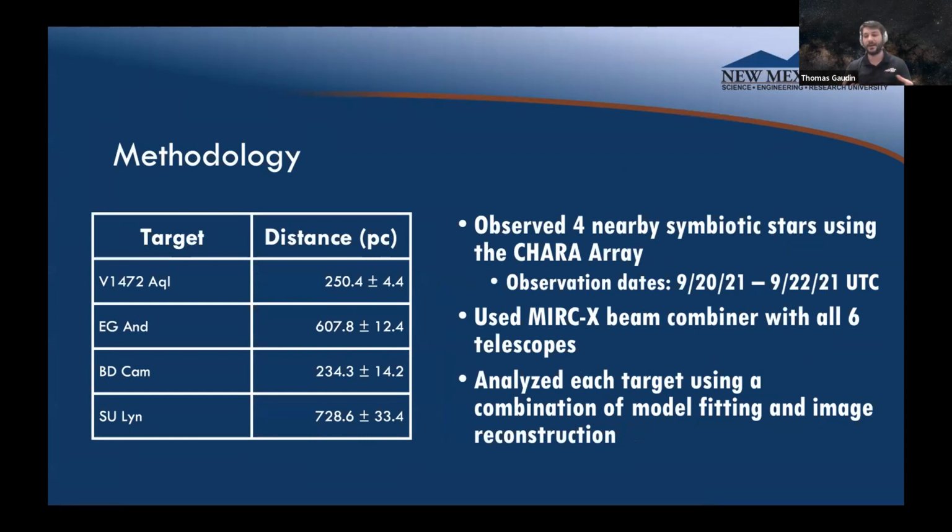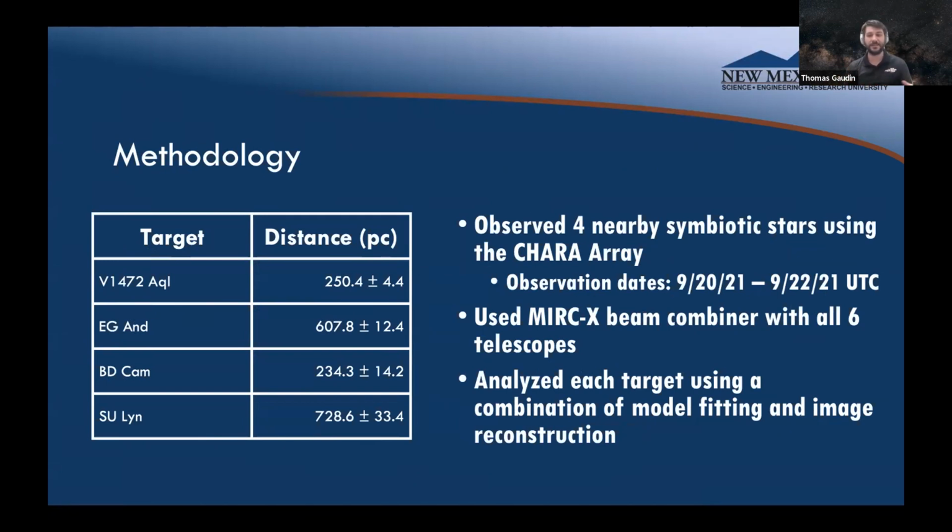We have one epoch observed for each target. We got a couple of brackets across multiple nights on each of our targets. We were using MERC-X on Chara in order to gain maximum resolution, both in UV space for imaging and for maximum resolution to resolve the surface features of these giants.